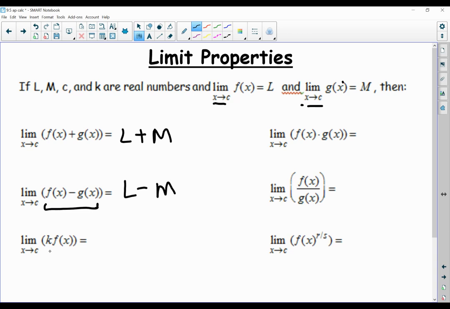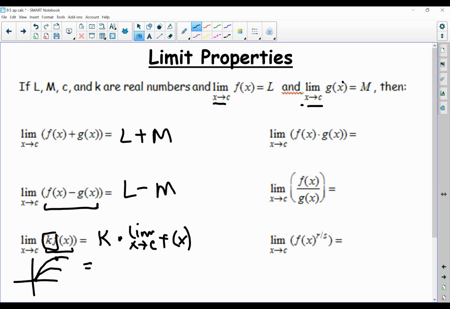Now this is a vertical stretch. So think about vertically stretching a function by a factor of k. If I had a normal function f of x and then I stretched it, it's just going to make it k times higher. So this would be the same thing as multiplying the limit as x approaches c of f of x times that coefficient k, that vertical stretch. This is called a constant multiple.